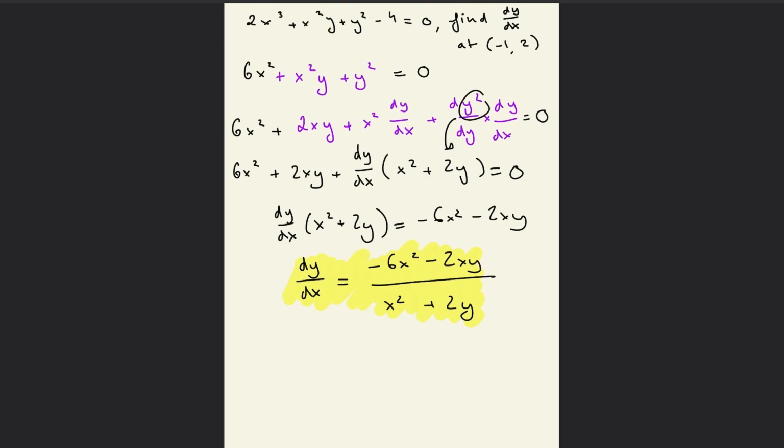And all we did is we just, once again, applied that little strategy that I wrote in the beginning, where we take the derivative with respect to x, and then in this case, we had to use the product rule over here, and then we got our general equation. Now, we have to find this at the point negative 1, 2, and to do this, we just plug in negative 1 for x and 2 for y. So negative 6 plus 4 over 1 plus 4, we get negative 2 over 5. And that is our final answer.